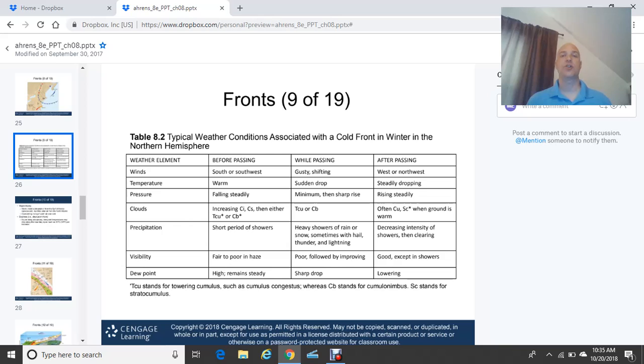Temperature is going to drop. Your barometric pressure will rise steadily. The clouds are often cumulus right behind the cold front in the more unstable air masses, maybe stratocumulus when the ground is warm. Precipitation after cold frontal passage will decrease in intensity, then there'll be complete clearing. Visibility will be good except in the showery precipitation, and then the dew point is going to drop fairly significantly, depending on the strength of the cold front and the time of the year.